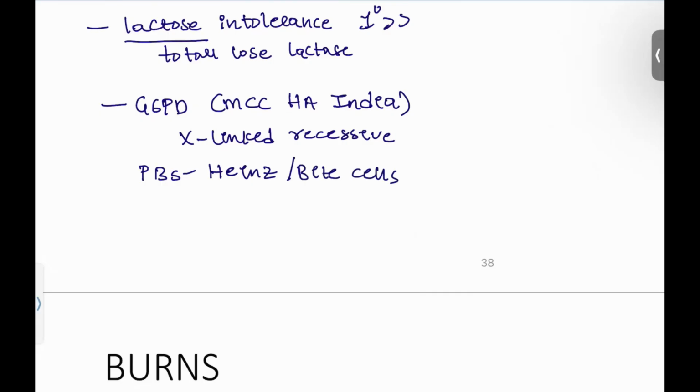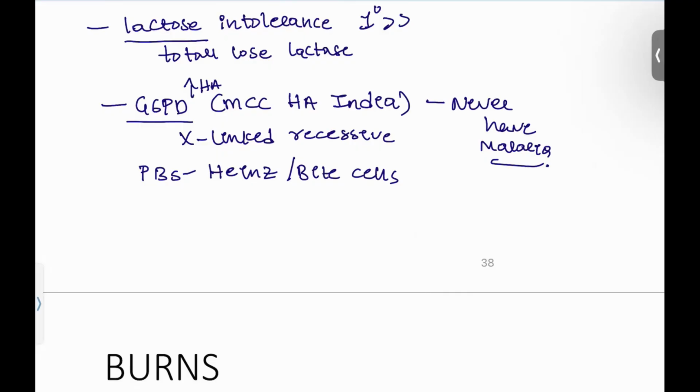And the best thing is that G6PD patients never have malaria. Okay, they never have malaria. But if you give anti-malaria drugs, there is a high chance of hemolytic anemia. So they don't have malaria, but if by mistake you give malaria drugs, there is a high chance of hemolysis in this patient.